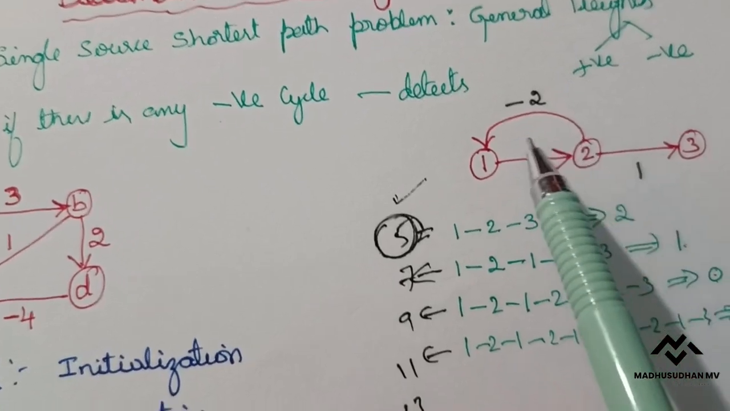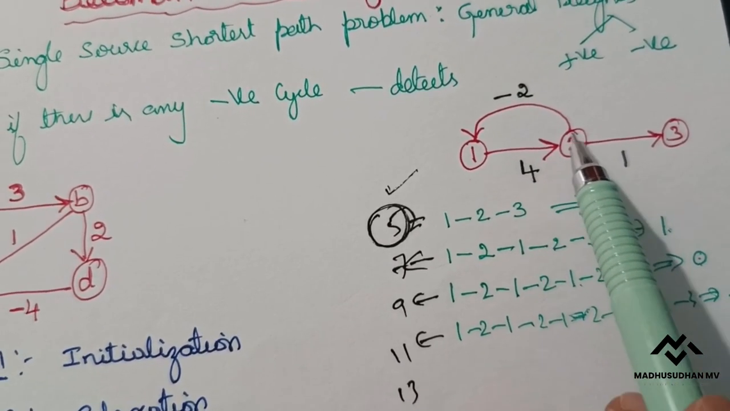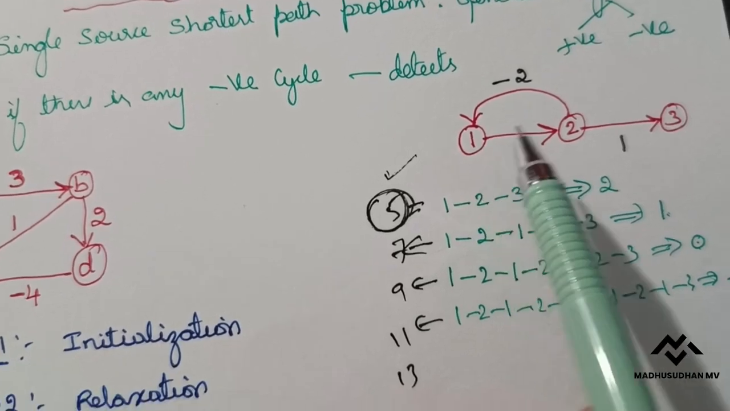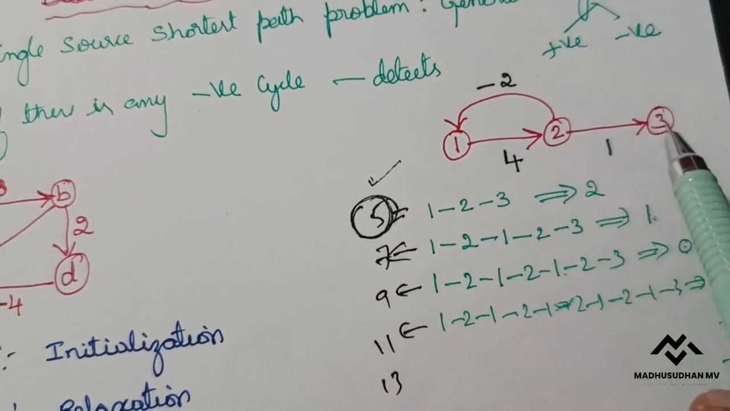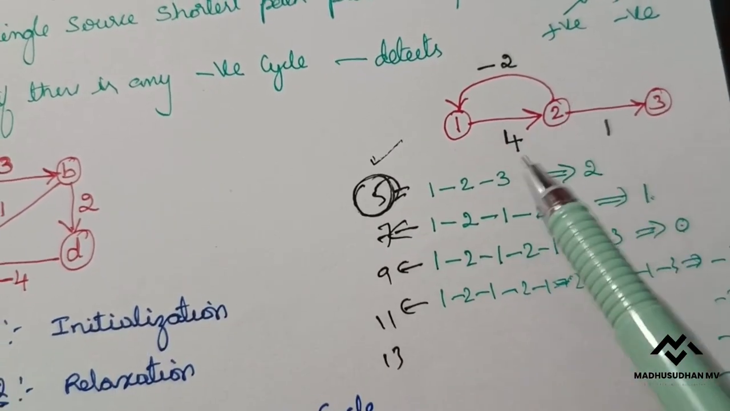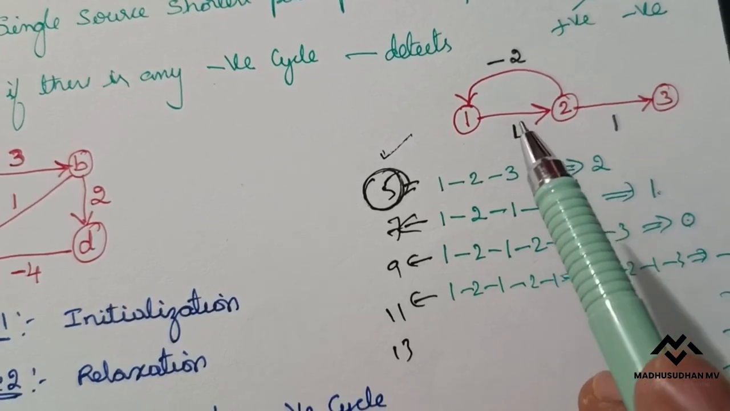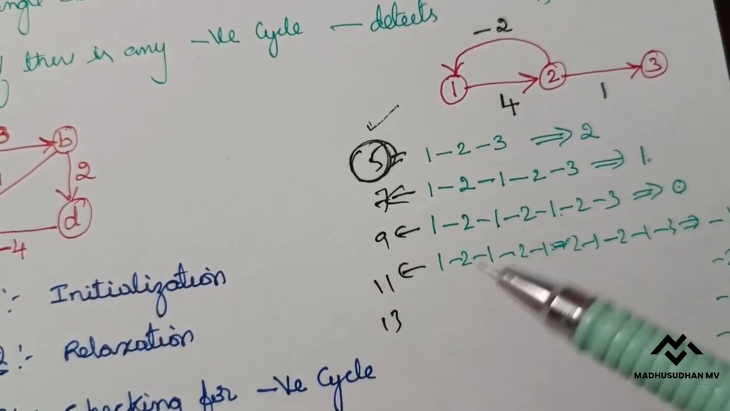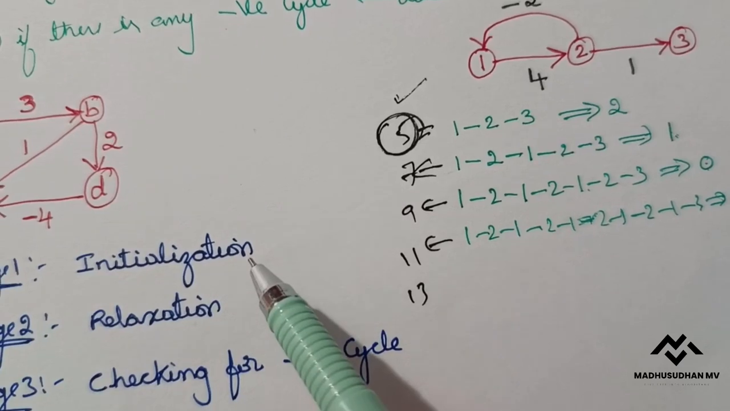For example, in this example, I'm moving to vertex 2 from where? From 1. And we are moving from vertex 2 to vertex 3, from where? From 2. We are reaching vertex 3 from 2. That means we will call that the predecessor. So the predecessor of the vertex means from which vertex we are reaching which vertex. That also will be identified in the initialization.